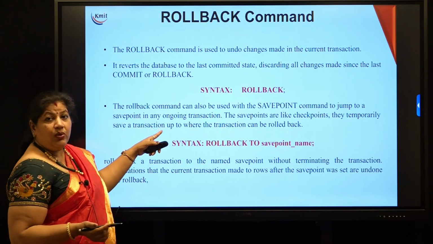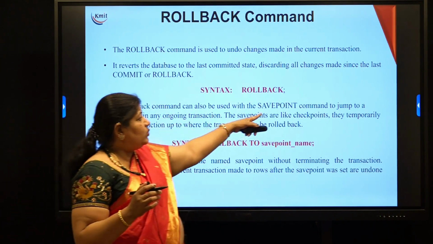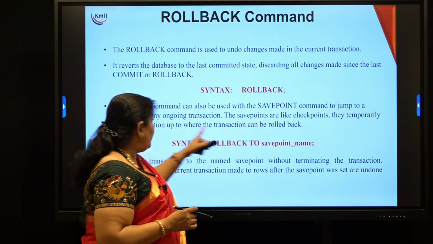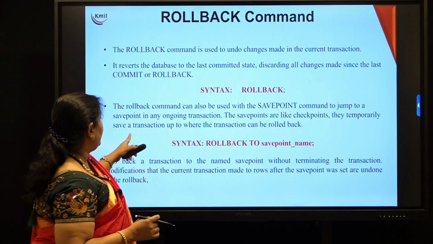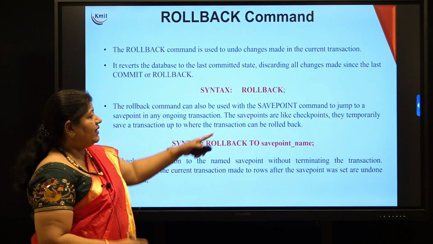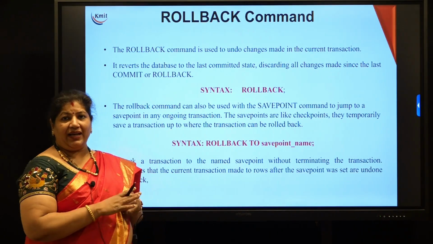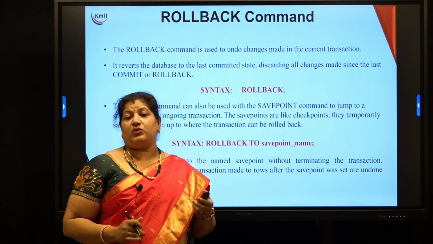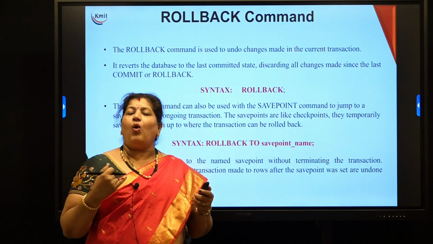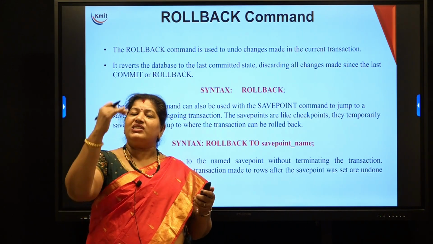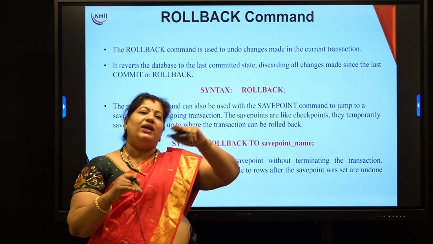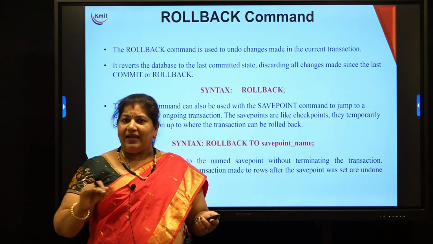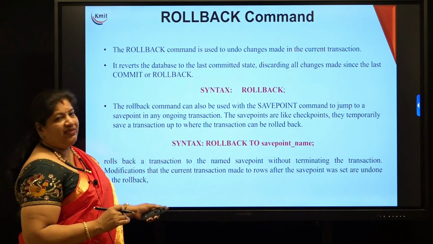Okay. Now the rollback command can also be used with a special command called save point. Now what is this save point? They are like checkpoints. They temporarily save the transaction up to where the transaction can be rolled back. So what I say is, I will make certain points as milestones so that when you want to revert back, you can just revert back up to that milestone and anything before that I would like to commit. There is a possibility. So it is like I am putting certain checkpoints in between.